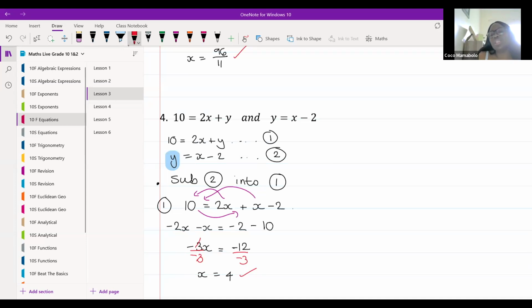We still need to find what y is equal to. So I'm going to sub back into equation 2. I'm going to say y is equal to, now I know what x is, 4, so I'm going to replace it: 4 minus 2, and that is equal to 2. So x is equal to 4, and y is equal to 2.